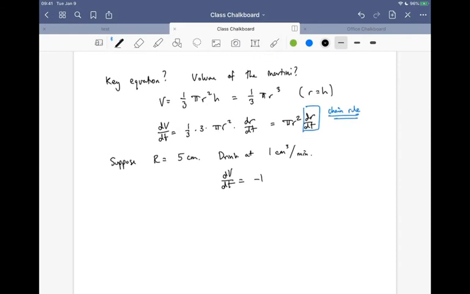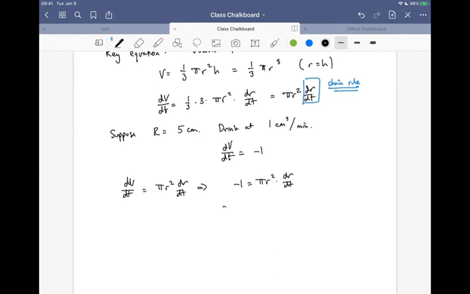Okay, so now that we know that, we can go back to our original equation, which we had dV/dt was equal to pi r squared dr/dt, which implies that negative 1 is pi r squared times dr/dt. Okay, so I'm going to solve this thing for dr/dt. And it's negative 1 over pi r squared. Okay, so that's the relationship between dr/dt and r.